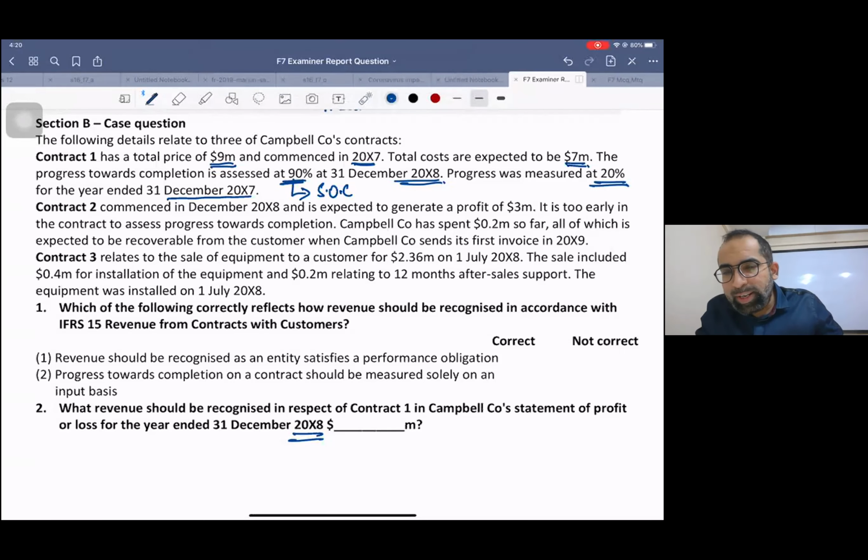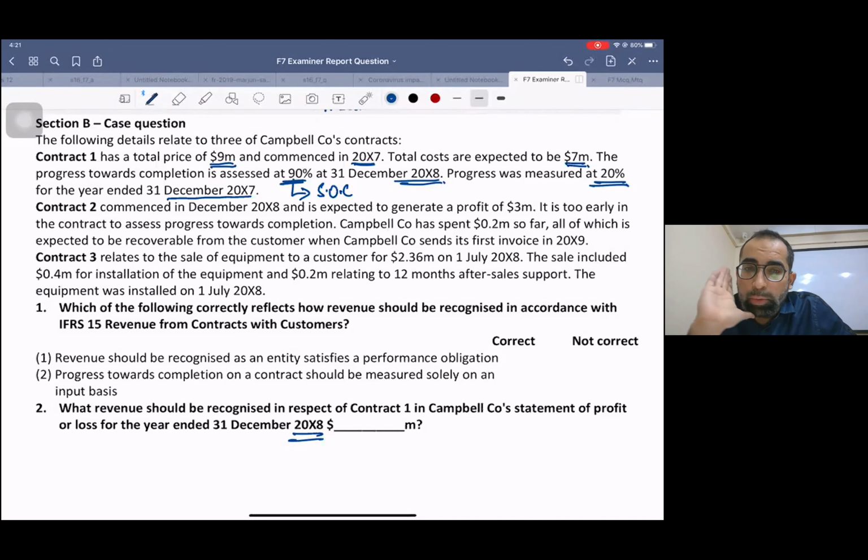One more thing I would like to tell you: write in your register or in your paper that stage of completion is always as at. Write it somewhere. This 90% and the 20% are always as at, that means to date. So can anybody tell me, it's very easy. By the end of 2007 we completed 20%, and by the end of 2008 we completed 90%. So what is the stage of completion for the year? It's 70%. We did 70% work this year.